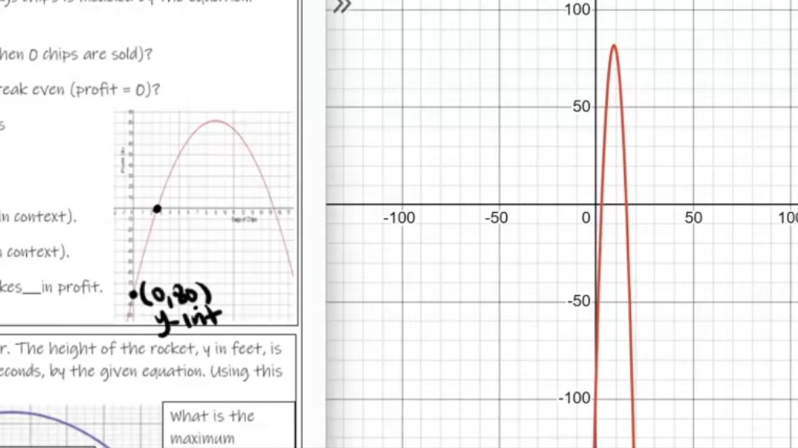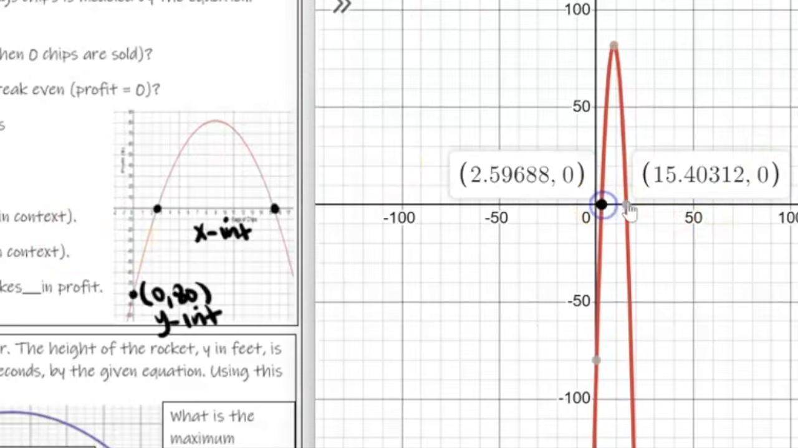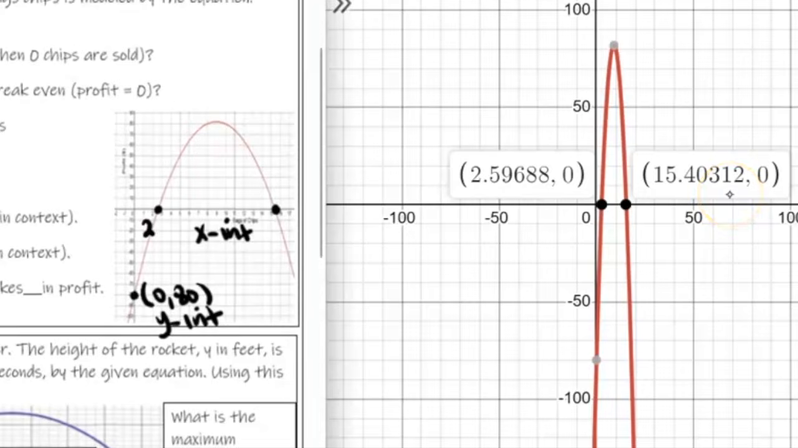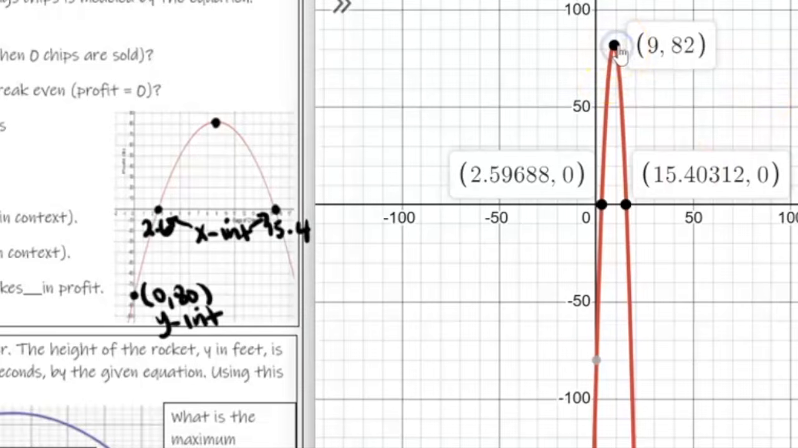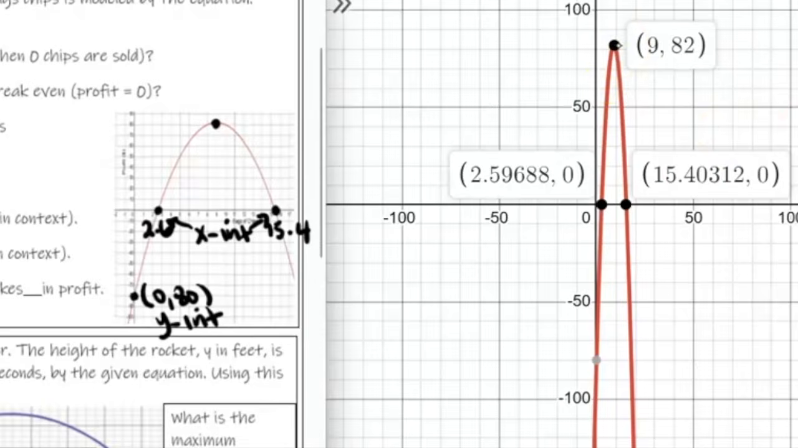The x-intercept, which is here and here. So this is x-intercept. And those are going to be, you're just going to click on the x-axis, so the 2 points, those 2 points. And we're just going to round to the nearest tenth. 2.6 bags of chips and 15.4 bags of chips. So this is going to be 2.6, and this one is going to be 15.4. And then lastly, the vertex. So I'm going to go click at the very top, which is 982.